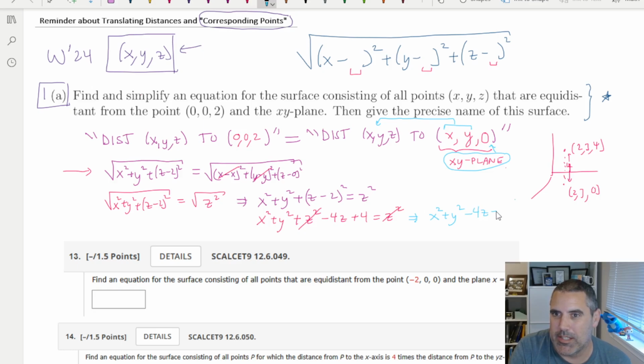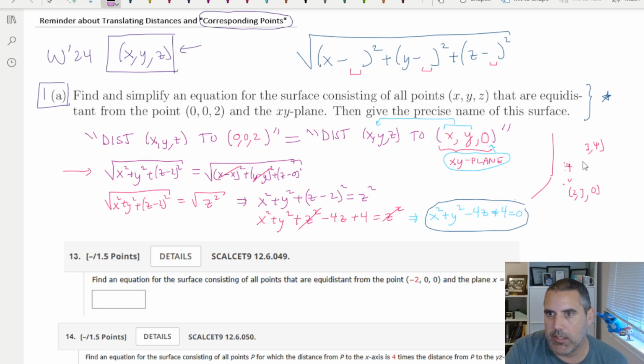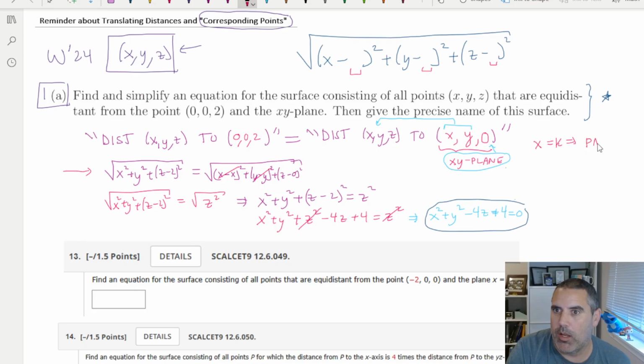Now, I talked in class about how I do these, and I don't look for any sort of standard form. I just look at traces. So what I mean by that is, so this is now shifting gears to naming. But if you replace x with a constant, that means you have a parabola. How do I know that so quickly? Well, because you're going to have y squared and z to the first power. That's a parabola. It doesn't matter where it's located. If that's all you have left, it's a parabola.